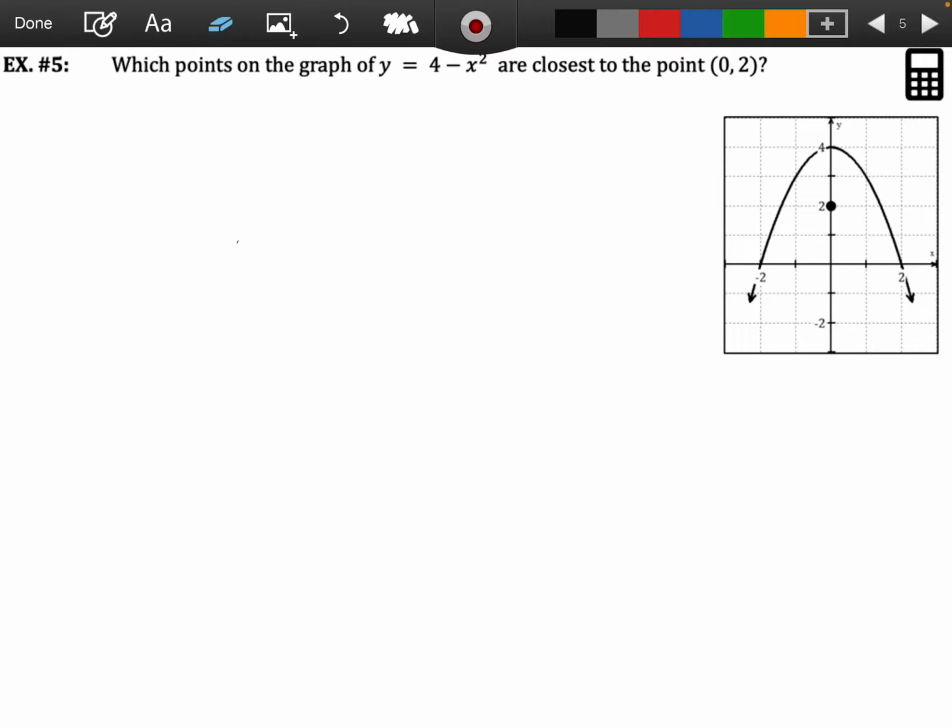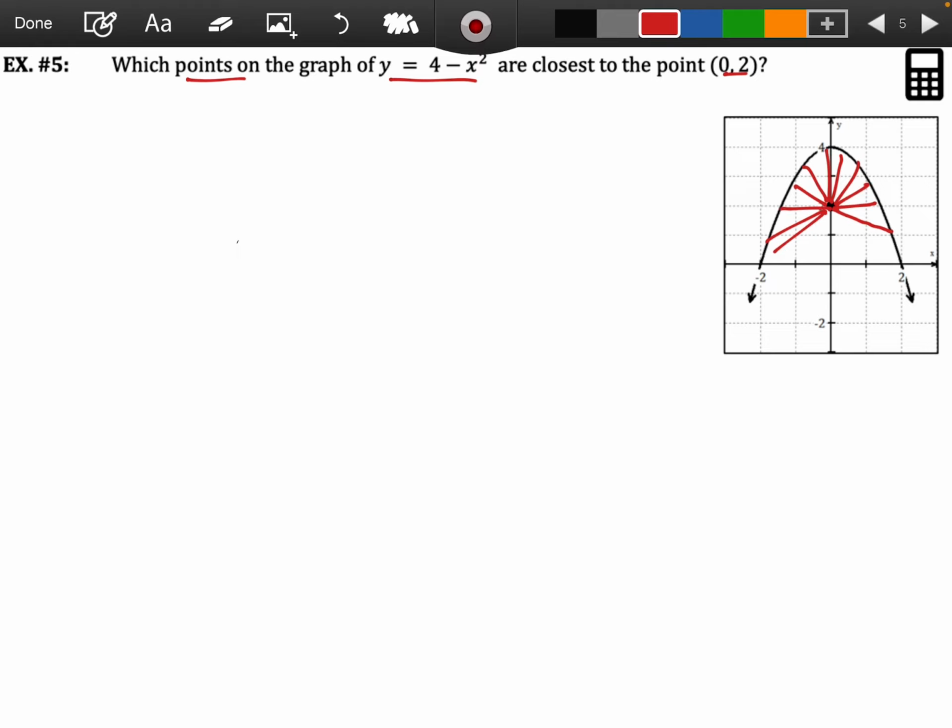All right, guys, this is example 5. They're asking you which point on the graph is closest to the point (0, 2). If you were to draw a line from that point to the graph, you could see these lines with different lengths. And you notice that the graph is symmetric about the y-axis.